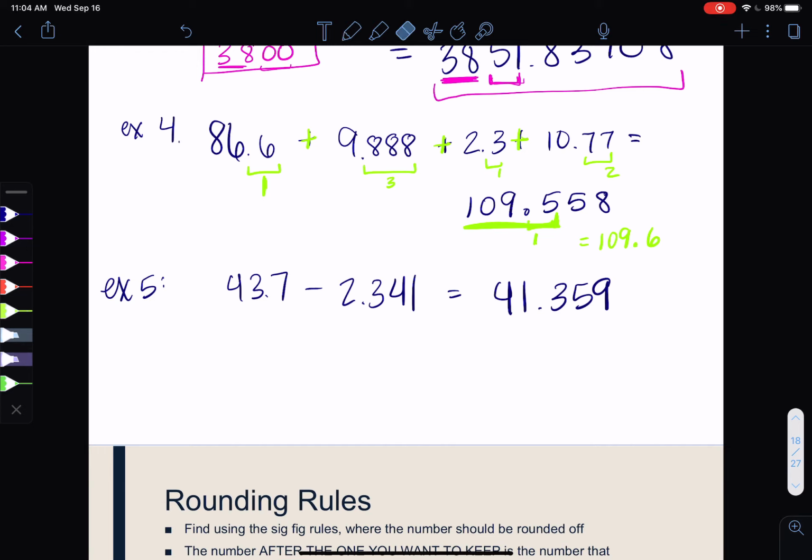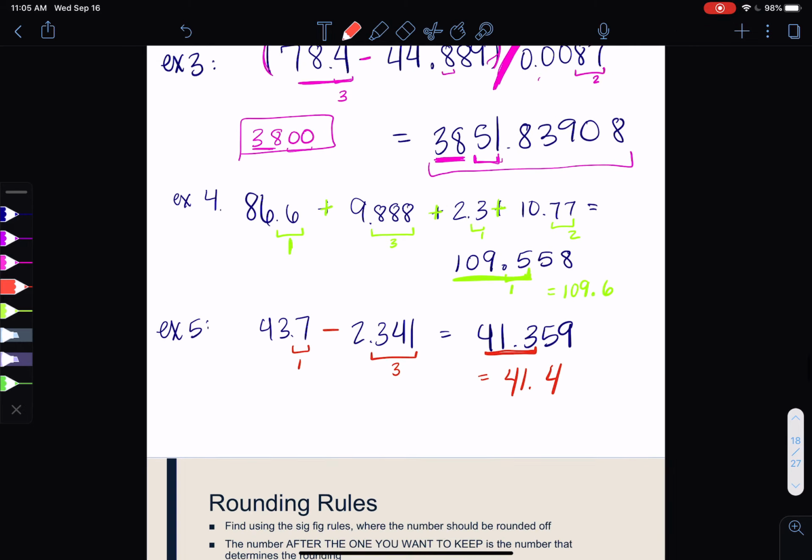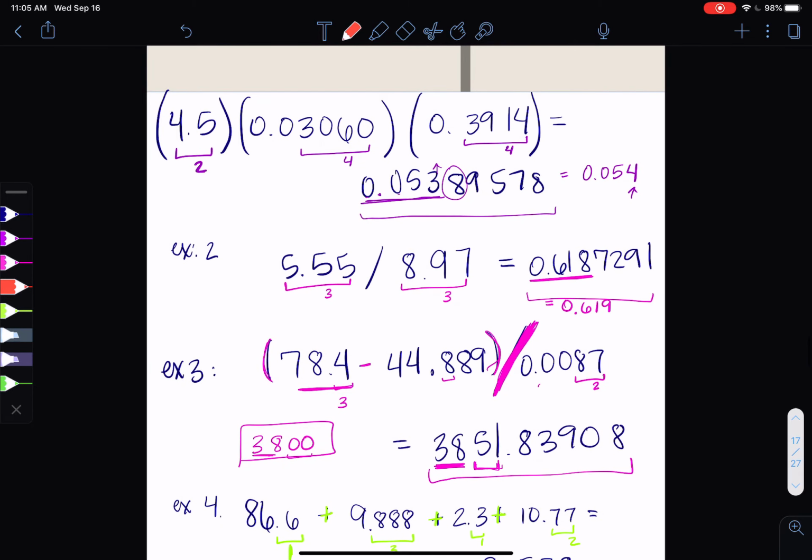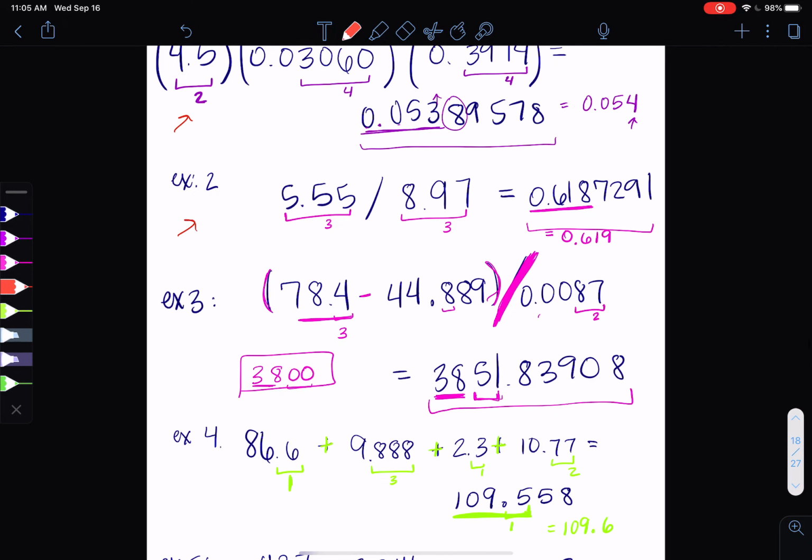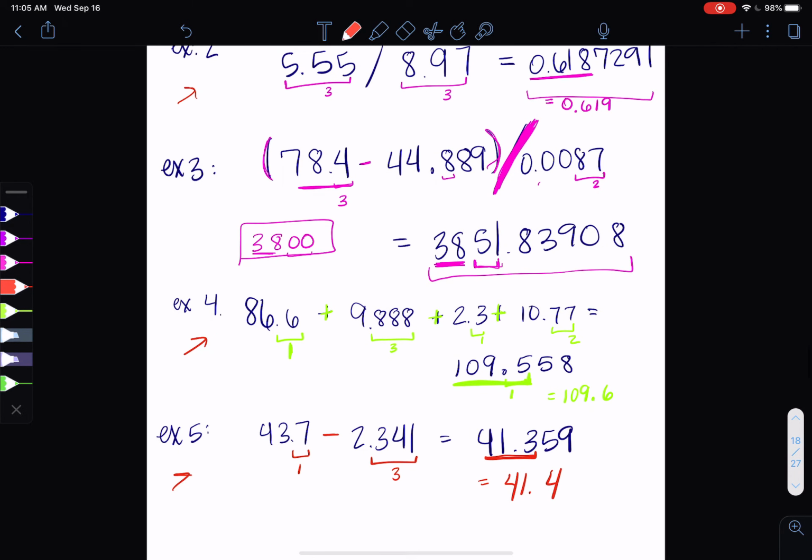So here's your next one, 43.7 minus 2.341. This one is subtraction, so your rule is looking after the decimal. You have 1 here and you have 3 here. So your answer has to stop at that 1 number after the decimal. So your answer will be 41.4. All right, so I realize that on all of this, it's probably pretty simple to do the ones that are just multiplication, just division, just addition, or just subtraction.